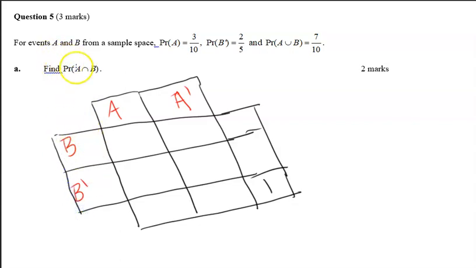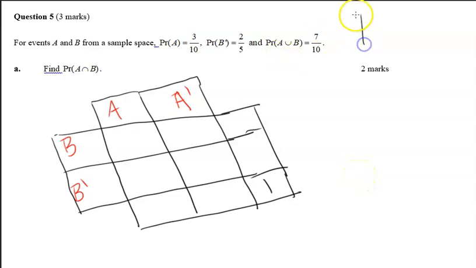Okay, so events A and B for the sample space. The probability of event A happening is 3 out of 10, or 30%. The probability of B dash, not B happening, is 2 out of 5, or 4 out of 10. And the probability of A union B is 7 out of 10.